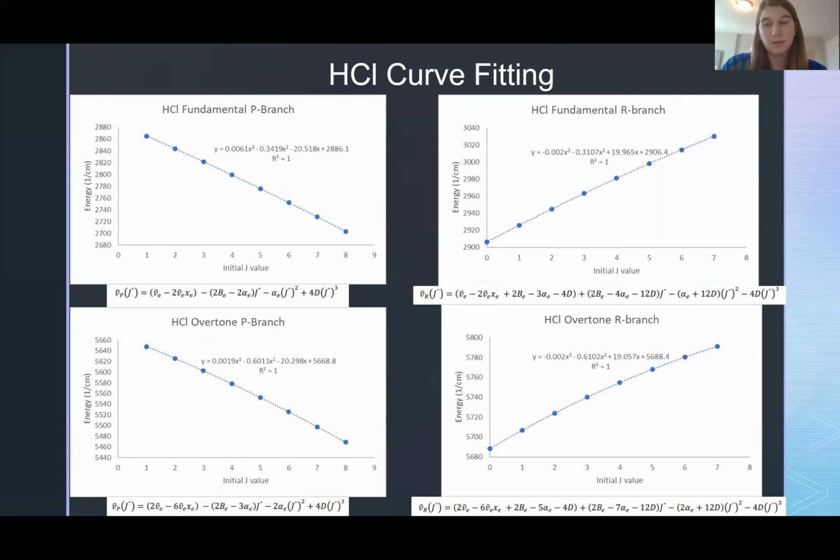Next, curve fitting was used for analysis. So this was done by taking the transition energy values for both the fundamental and overtone transitions and the P and R branches separately, and then plotting these against the initial J value of the transition. Then a polynomial fit was applied to the graph, and these equations correspond to the equations below, which will allow us to later find these different constant values.